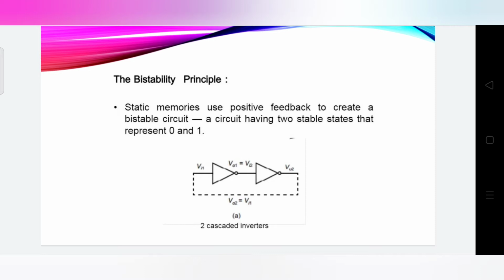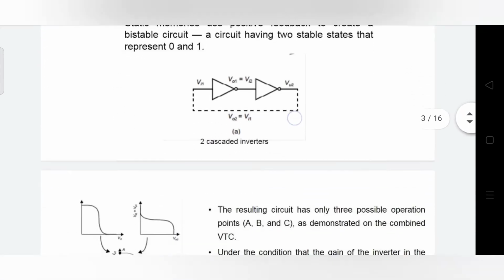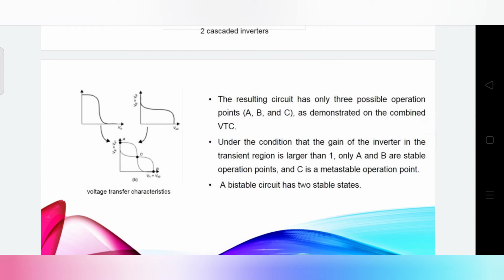The voltage transfer characteristics of the first inverter, that is VO1 versus VI1, and the second inverter are plotted in the next figure. The latter plot is rotated to highlight that VI2 is equal to VO1. Assume that the output of the second inverter VO2 is connected to the input of the first, VI1, as shown in the figure on the next slide. The resulting circuit has only three possible operating points, which are A, B and C.